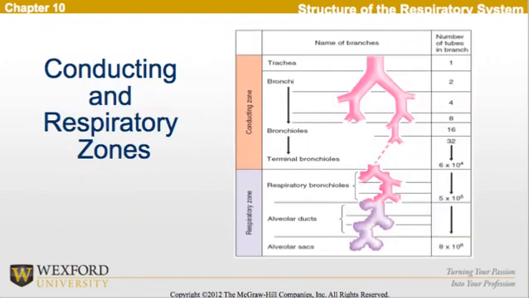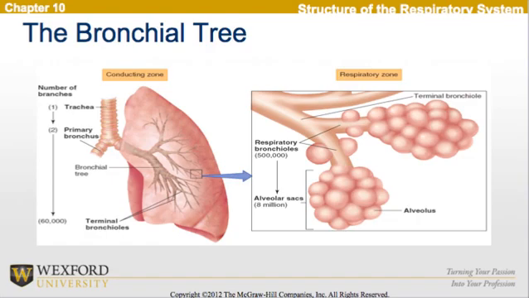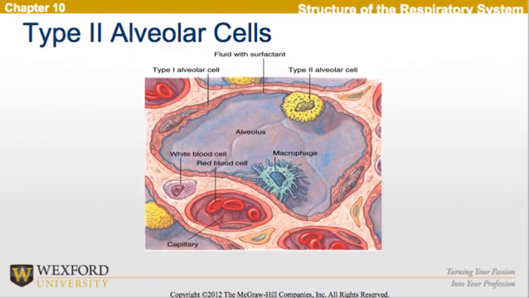Here is a diagram displaying the conducting and respiratory zones and how they connect. In addition, here's a more detailed diagram of the bronchial tree. We also have a diagram of the type 2 alveolar cells. Again, all of these diagrams are outlined in your book in Chapter 10.